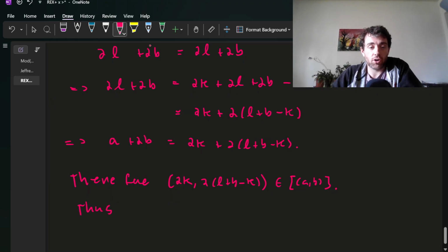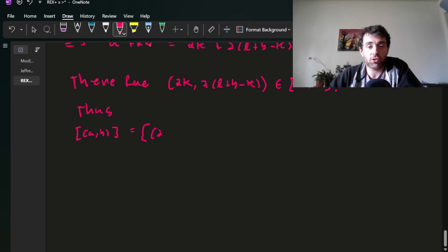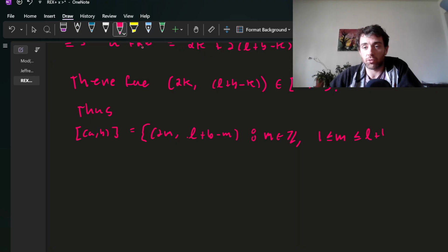Thus, what have we shown? We've shown that the equivalence class of A and B is exactly equal to the set of all pairs 2M, oh, sorry, there shouldn't be this factor of 2 here. 2M, L plus B minus M, such that M is an integer and M is between 1 and L plus B minus 1.